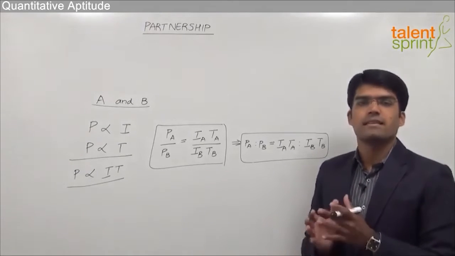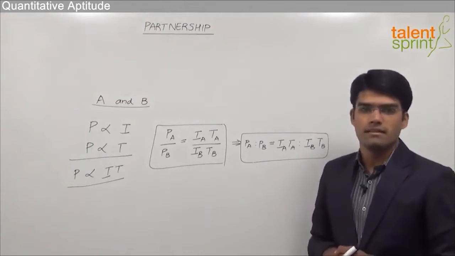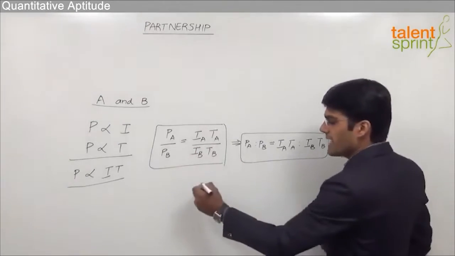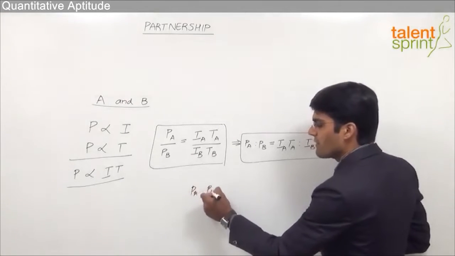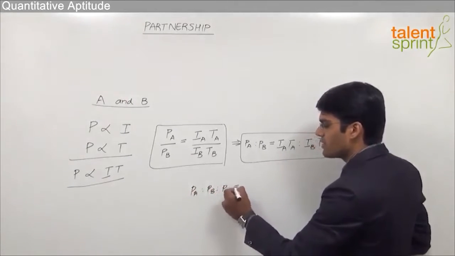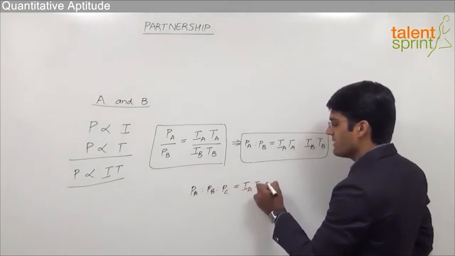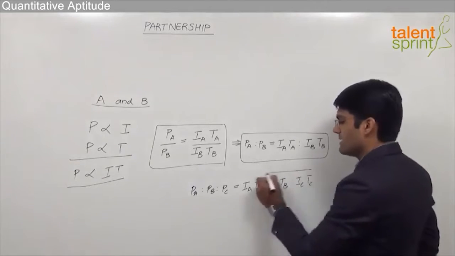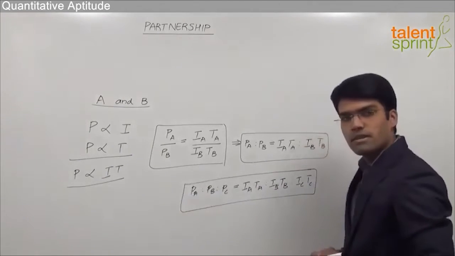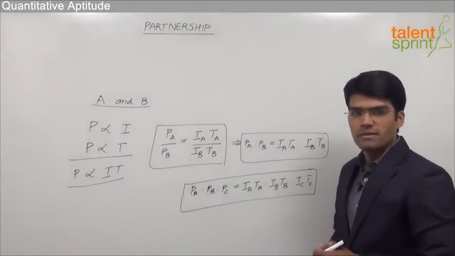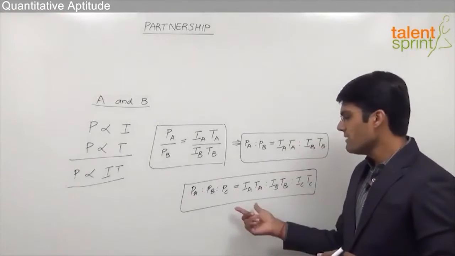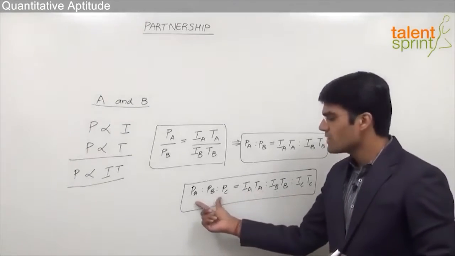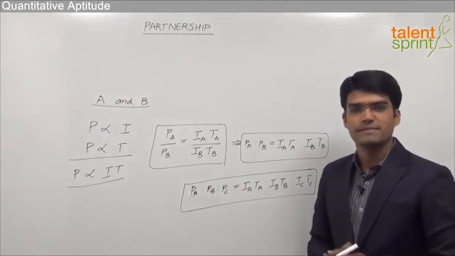Similarly, in some cases, there are three partners. Let us say A, B and C. So the profit division among those three partners again follows the same logic. We can say that the profit of partner A is to profit of B is to profit of partner C should be taken as IA TA is to IB TB is to IC TC. That is nothing but the profit is proportional to investment into time of investment for each of the partners. So here again we get the ratio of the profits from the investments and times which are given to us, and once we get the ratio we can find out the individual profits.